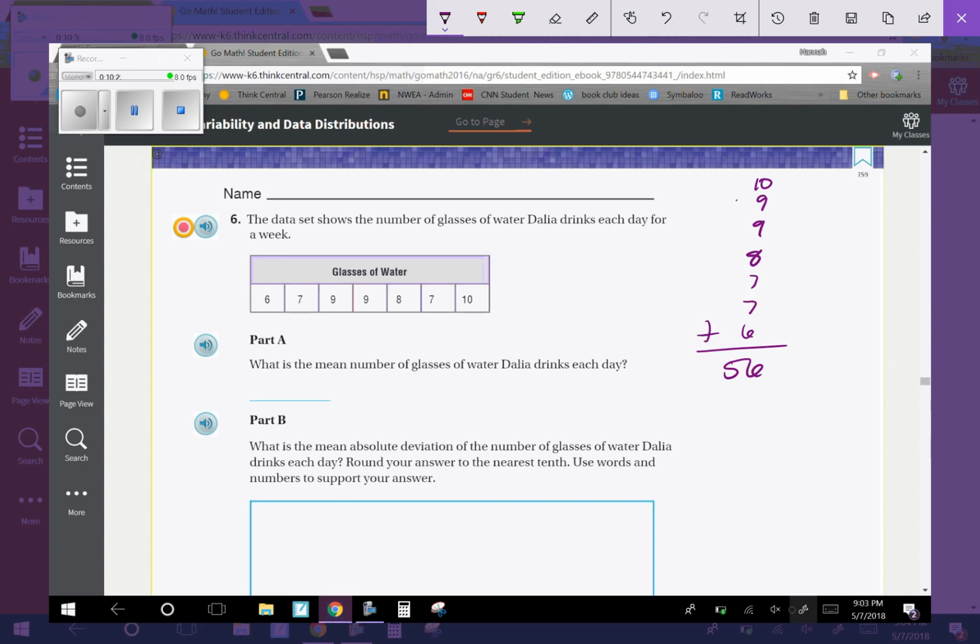Divide it by 7 because it says for a week. There's 7 days in a week. I didn't even have to count the number of values I have. Take that divided by 7. That's going to give me 8. So what is the mean number of glasses of water Dahlia drinks each day? That is 8 glasses.